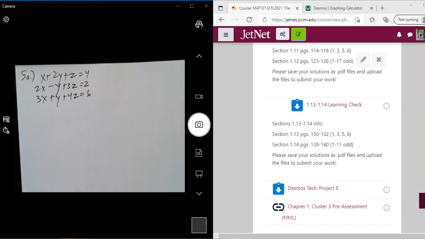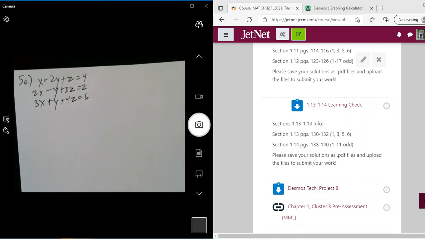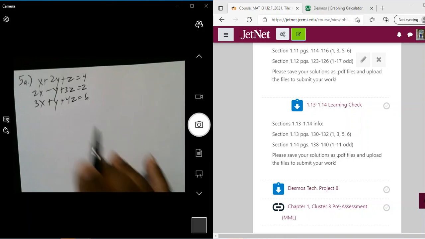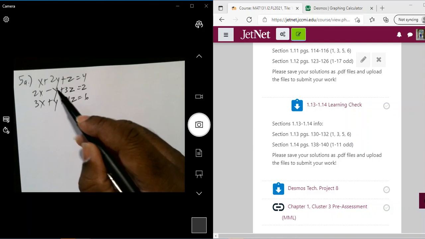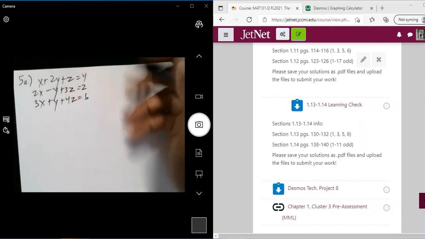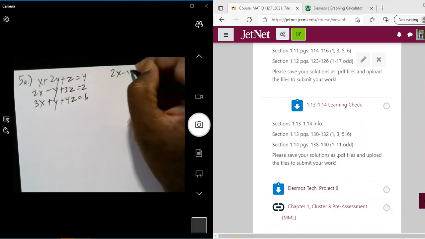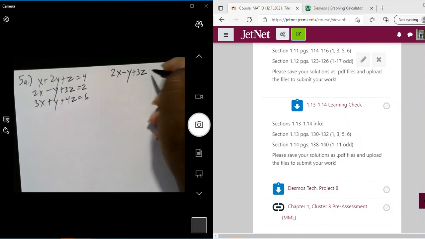All right, this is 5A. Now we do this the same way we did the other problems. The first thing we want to do is to get rid of one of the variables. It looks like y here is a good candidate. So I would do these two equations, the middle and the last.